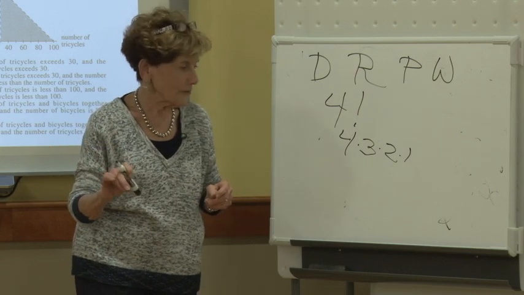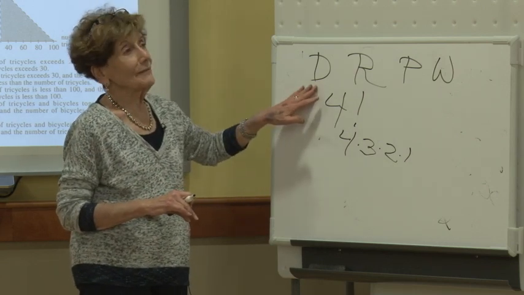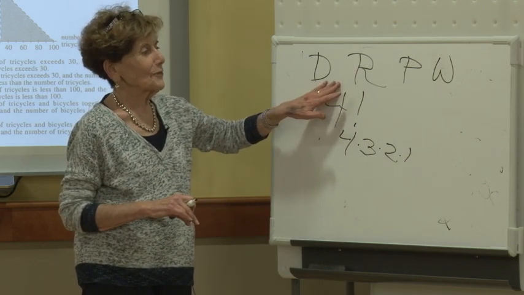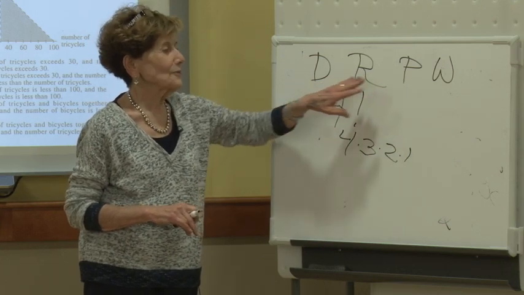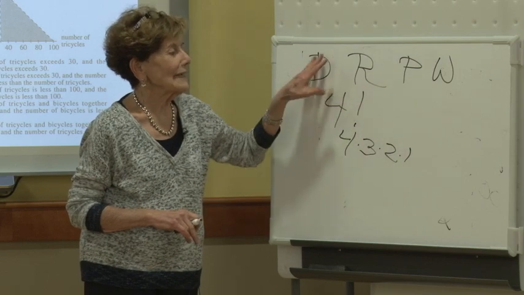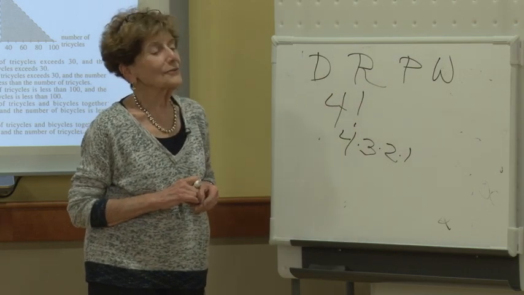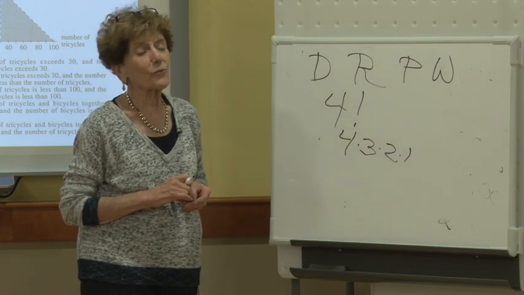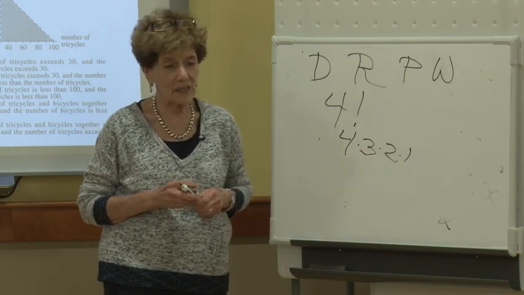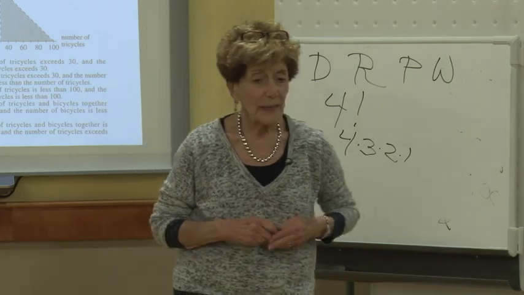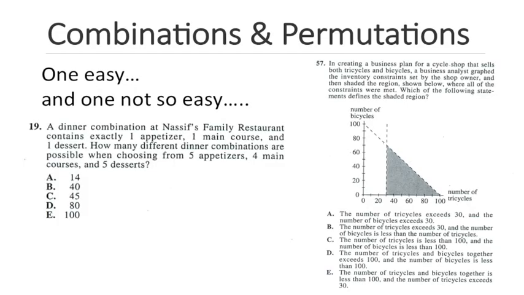Say they were lined up in a row. I could have the daffodil first, then the rose, then the petunia, then the weed. Or I could do the daffodil, the petunia, the weed, and the rose. In other words, there are 24 different arrangements. Arrangement, you have to break it down. Combination, you just multiply. The answer was E.